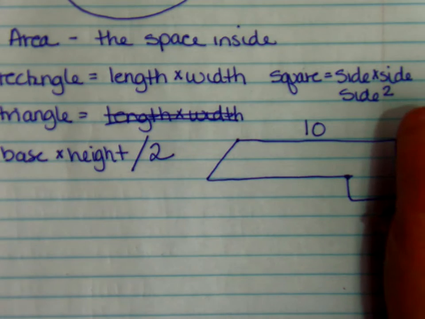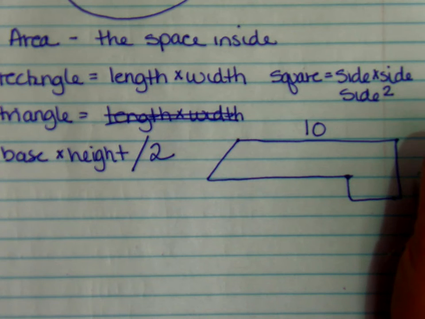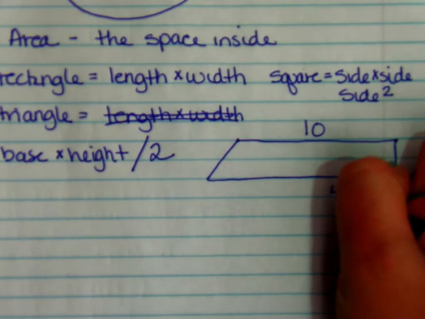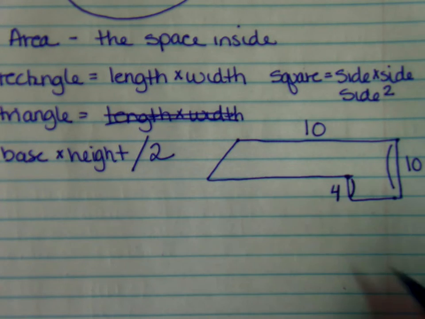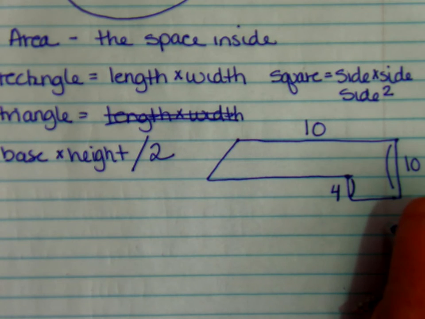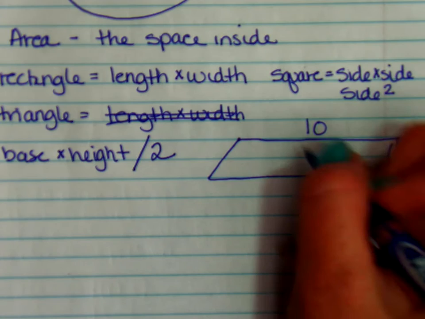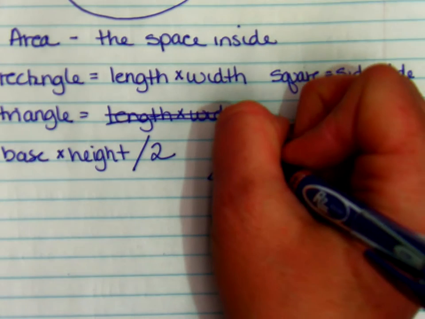And this space over here is, well, this is 4 here. That's this space. And then this space is going to be 10. And this space here is going to be 4. And this space all the way around to 6. And we're going to create there.